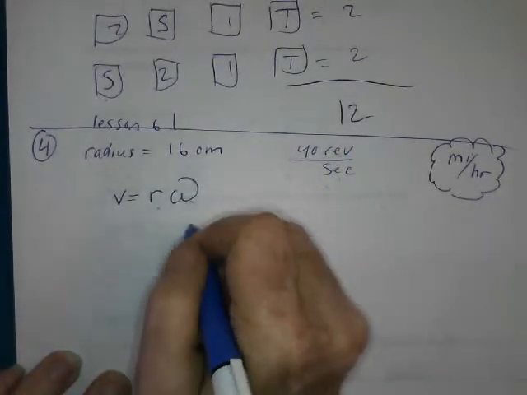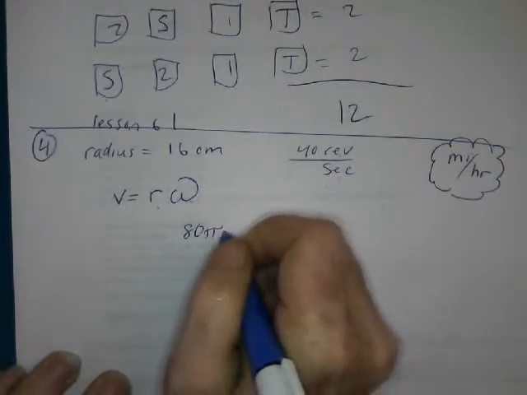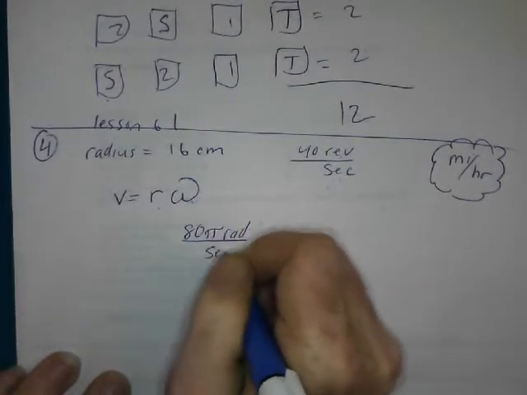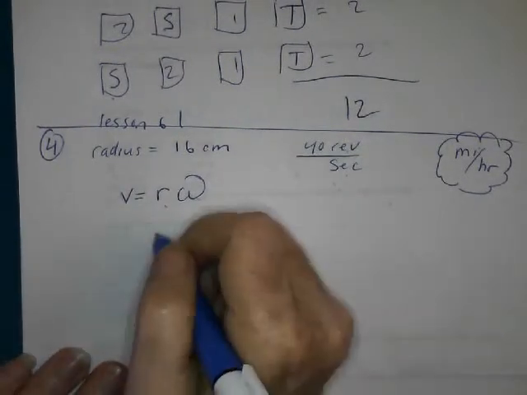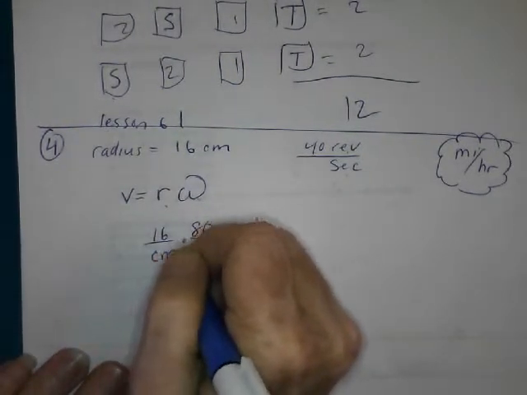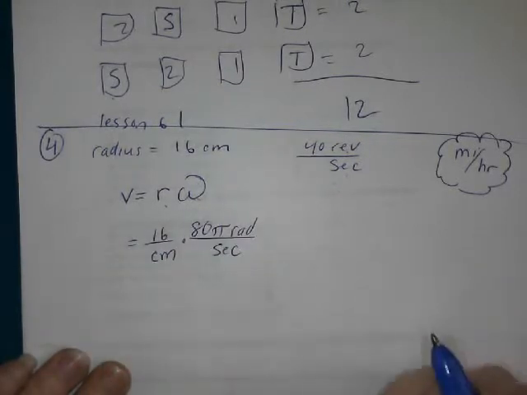So if you have 40 revs per second, you're going to have 80 pi radians per second. So we'll put that in, 80 pi radians per second. And then we can put the radius in as well. That's 16. Because radians times radius is arc length.